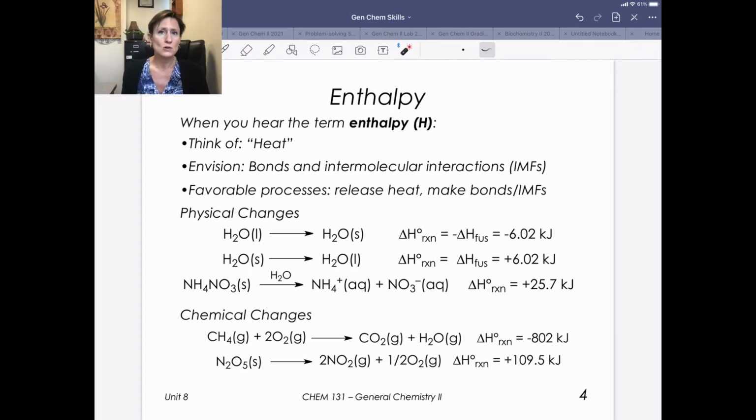We also can have physical changes like the dissolution of a salt. Sometimes dissolving salts in water will make the water colder or it'll make it warmer. In this case, ammonium nitrate is going to make that water colder. And so this is going to be an endothermic process because that water gets colder because heat is removed from it to provide the energy to do this dissolution process.